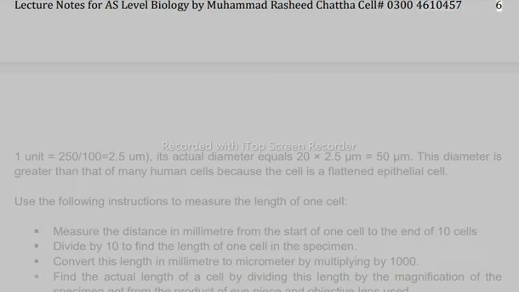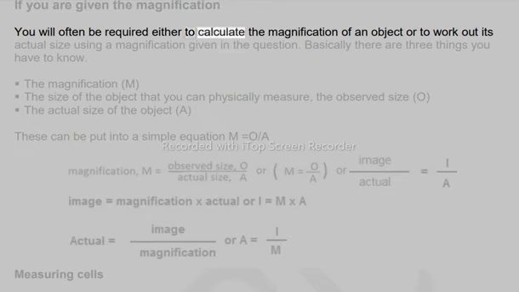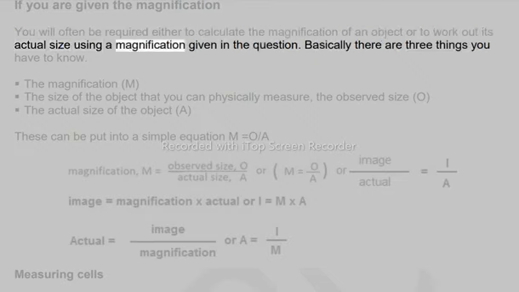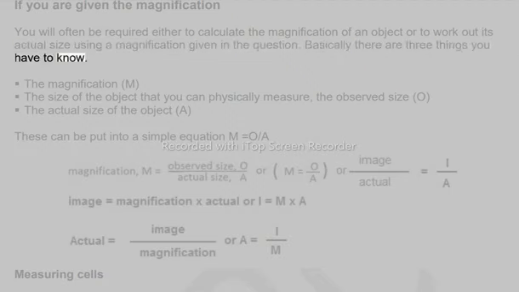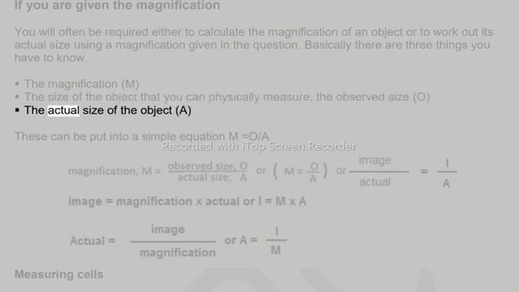If you are given the magnification, you will often be required either to calculate the magnification of an object or to work out its actual size using a magnification given in the question. Basically, there are 3 things you have to know. The magnification, m, the size of the object that you can physically measure, the observed size, o, the actual size of the object, a. These can be put into a simple equation: m equals o/a.